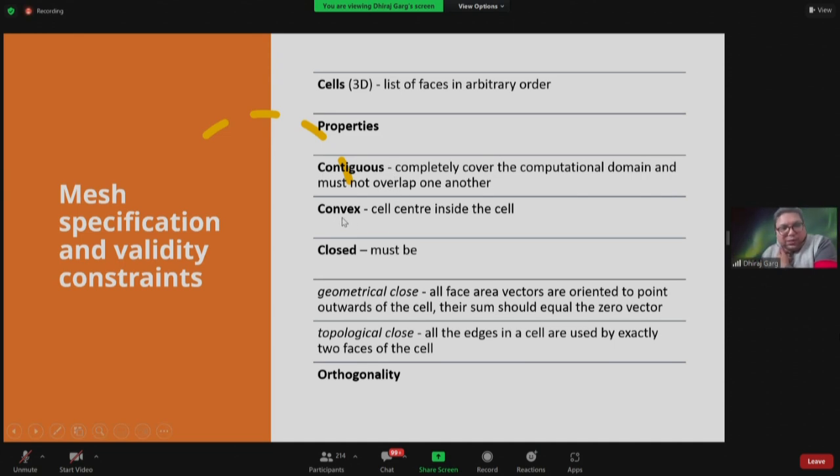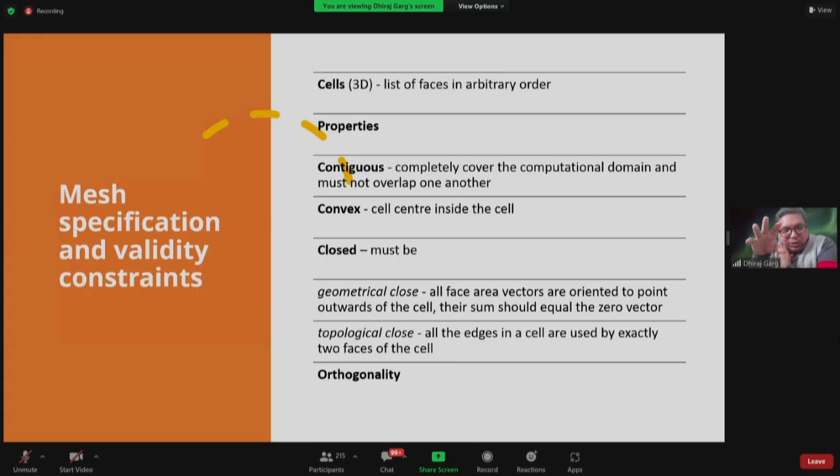Second thing is convex. Now, what is the meaning? Well, we simply say cell centered inside the cell, but the convex meaning is coming from geometry. A basic definition says if you take any two random points in a given structure. So let's say there is a plane given of any given boundary. You take any two random points, including boundary, and you create a straight line between the 2 points. At no point will this line go outside the plane, outside the structure.